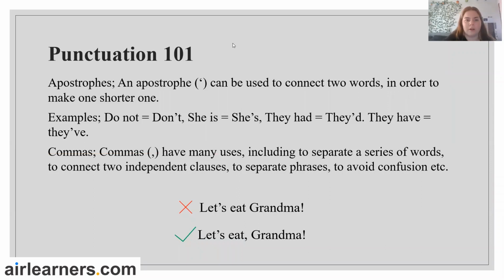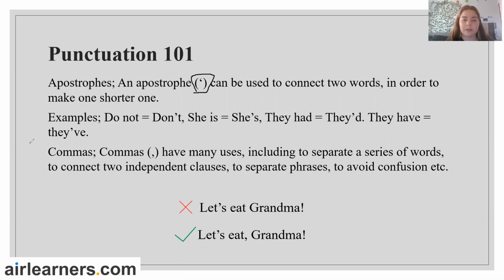Punctuation 101. So firstly we have apostrophes. An apostrophe, which can be seen here, can be used to connect two words in order to make a shorter one. So examples are do not, which equals don't, she is, which equals she's, they had, which equals they'd, they have, which equals they've. So those are just some examples.